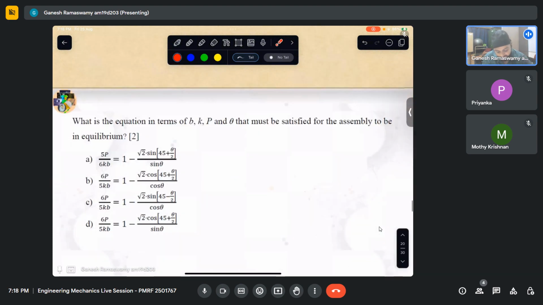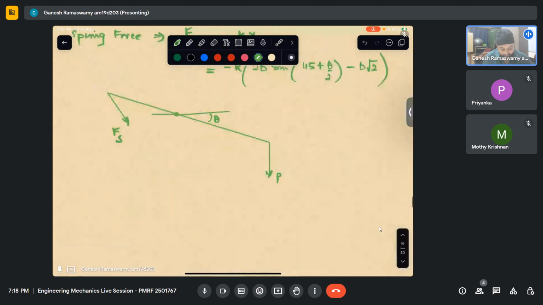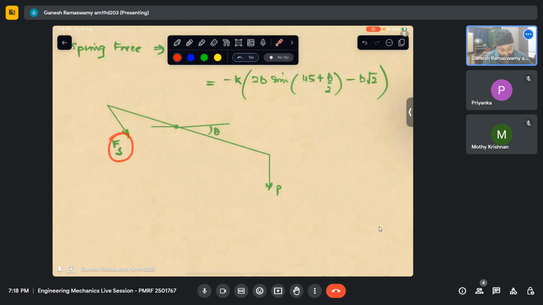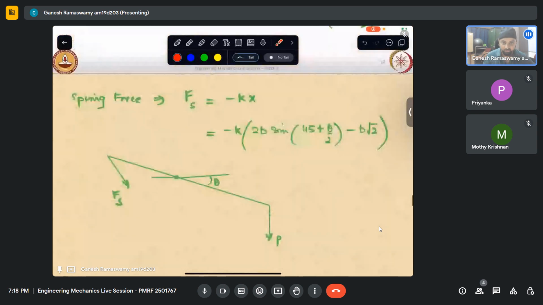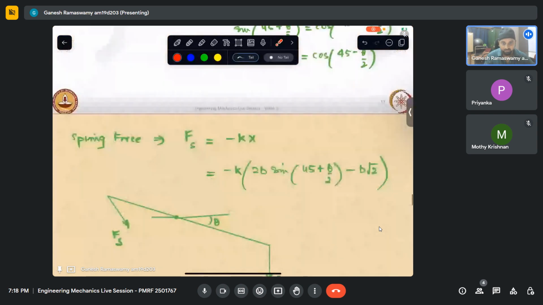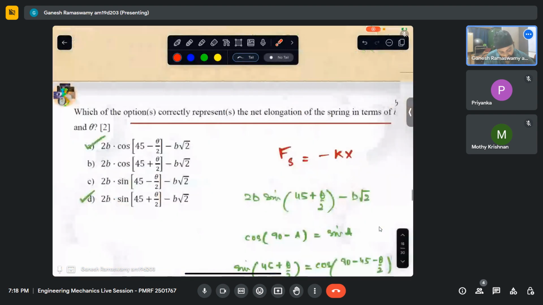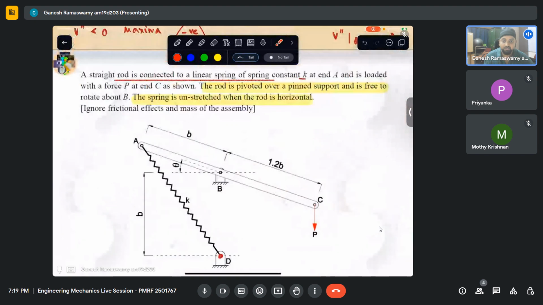When the sum of all the external virtual work contribution is 0. What are the active forces? We have already drawn the active force diagram. Fs and P are the active forces here. I apologize for the lag. So we have drawn the active force diagram. We have already been told that we have to ignore the mass of the assembly, so essentially mass doesn't come into my active force diagram. So now all I need to do is to relate this.